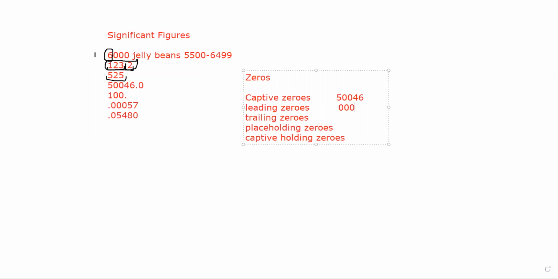Leading zeros would be something like 0.00057. So those 3 zeros before the 5 don't actually tell you anything except for the place that the 5 and 7 are going to go. But you didn't measure them. They're zeros, and you can't measure those zeros that are before there. You just know they're not there.